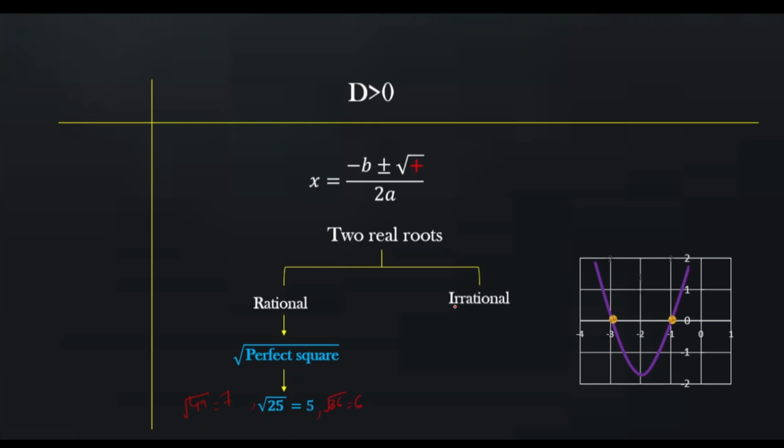Secondly, हमारे पास irrational roots आ जाते हैं, which simply means that we don't have a perfect square underneath the square root sign, and this will lead to square root 17. This can be square root 3. This can be square root 29, etc.